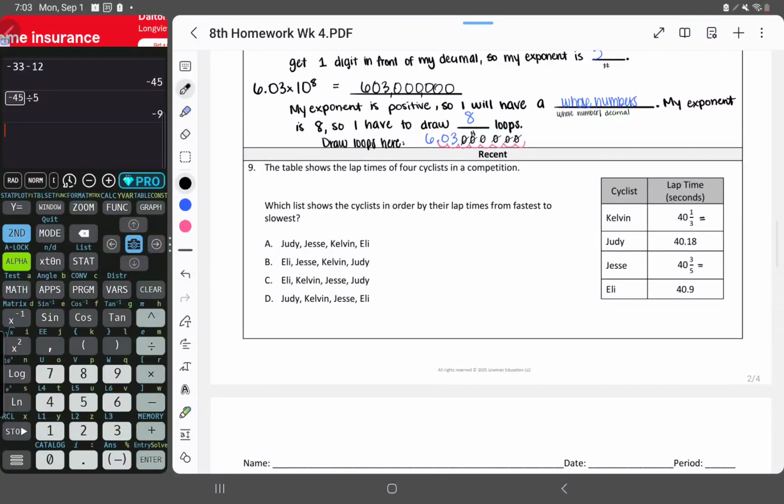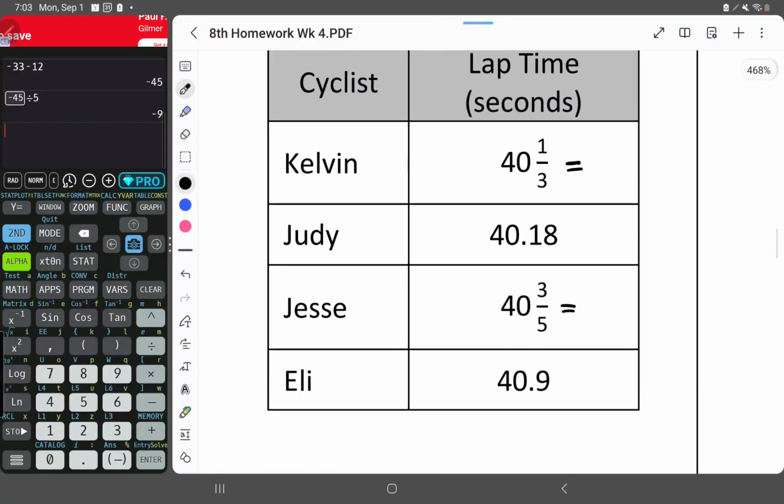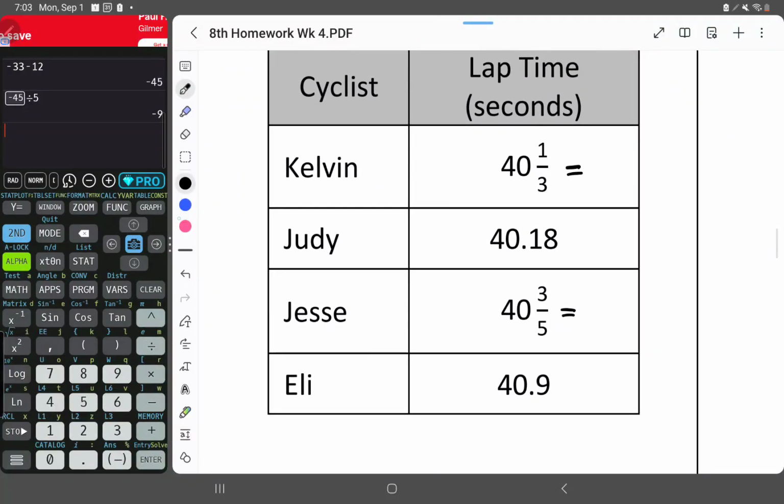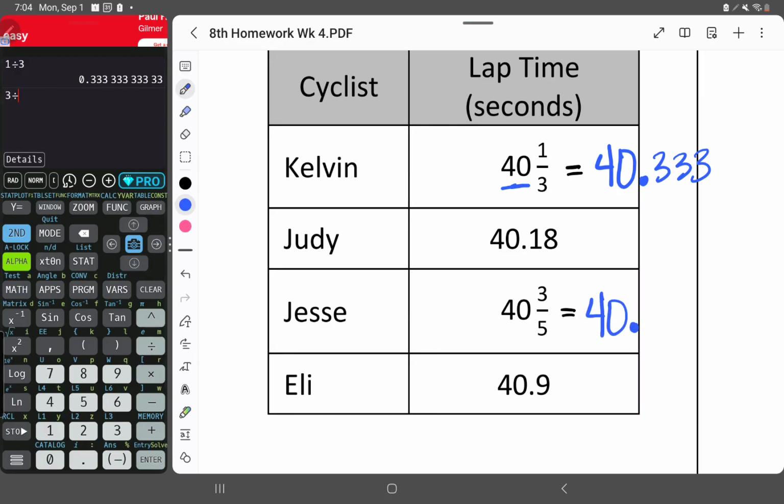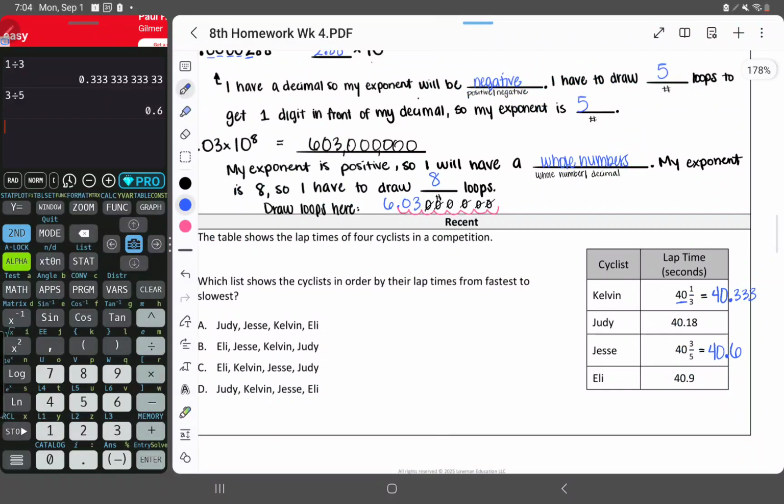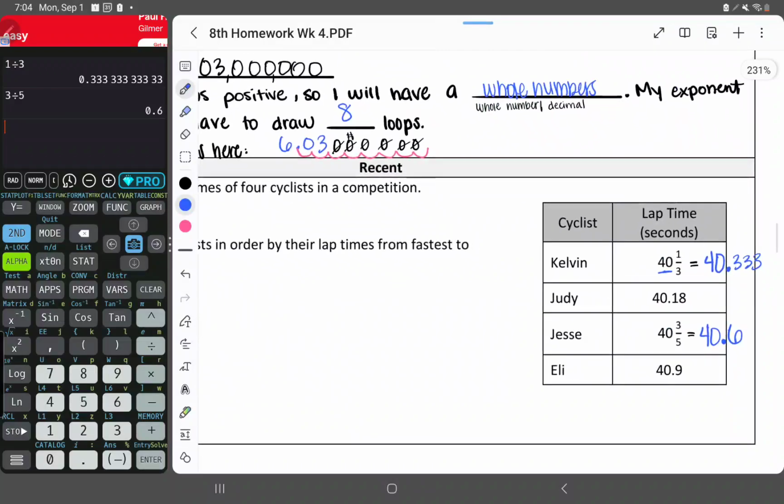All right, this one wants to know the lap times from fastest to slowest, so we need to turn all of these into decimals. So we're going to start with this one. We keep the original 40, and then for our fraction, we just add a decimal and we divide 1 divided by 3 in our calculator, which gives us 0.33. And then we have 40 and 3/5, so I would say 40, add my decimal, and then I would do 3 divided by 5 in the calculator, and that gives me 0.6. So we're just comparing these, and it wants this from fastest to slowest.